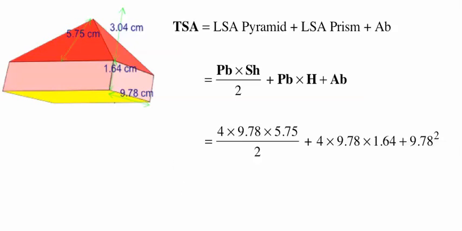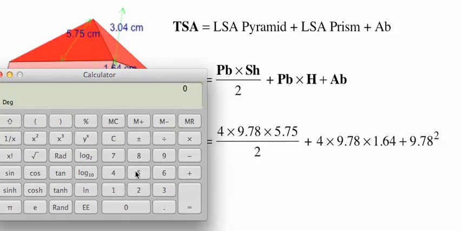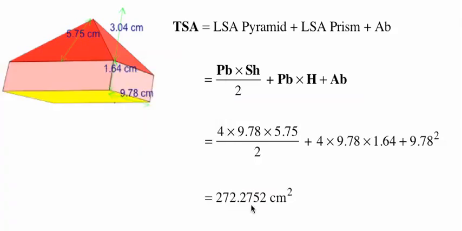Okay, so then it's calculator work. So we take our calculator, and 4 times 9.78 times 5.75 divided by 2 plus 4 times 9.78 times 1.64 plus 9.78 squared equals. Okay, so 272.2752 centimeters squared. Okay, there we go.